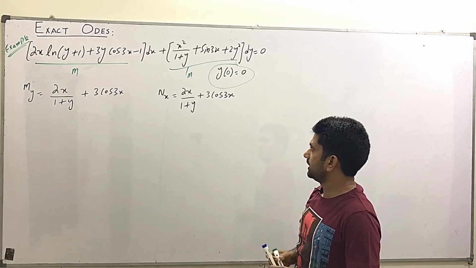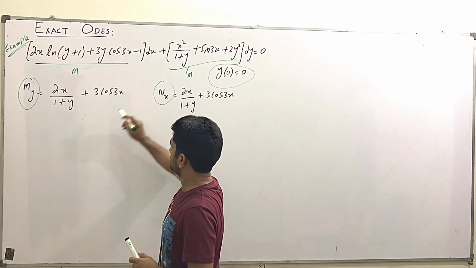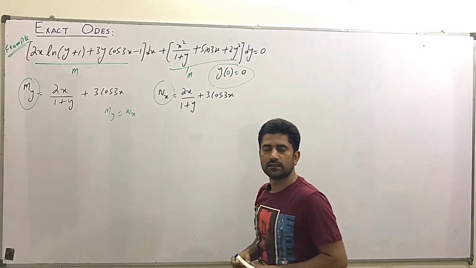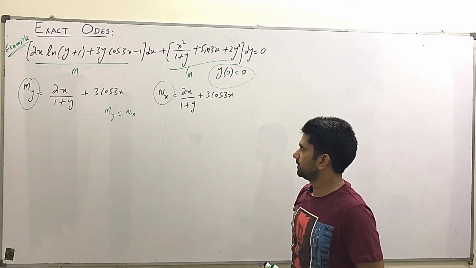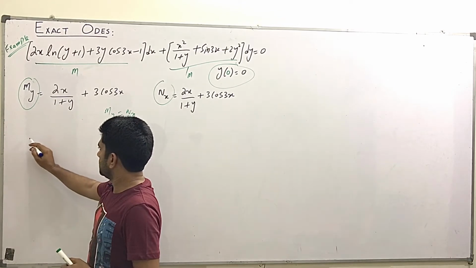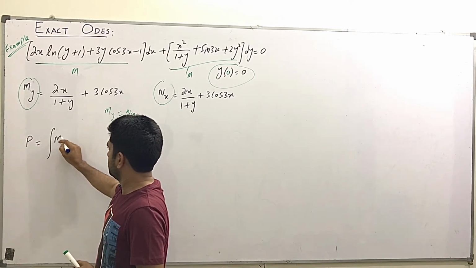Now we see this partial M by partial y and partial N by partial x are equal, so it means the given equation is exact. Now we proceed to the solution. So the first step is we write P, which is integral of M with respect to x.